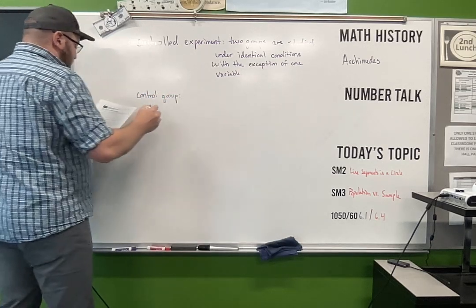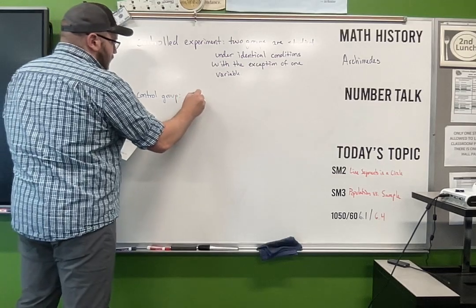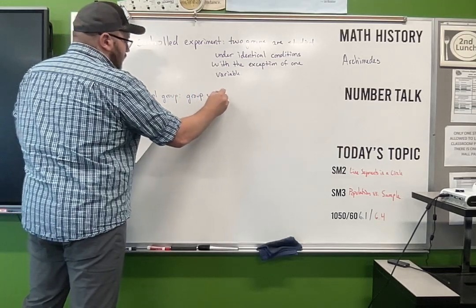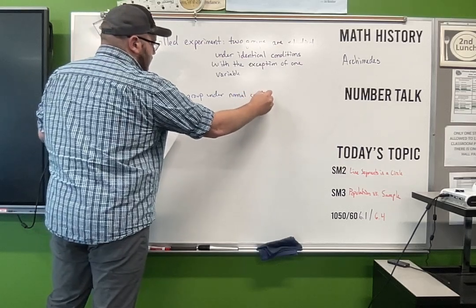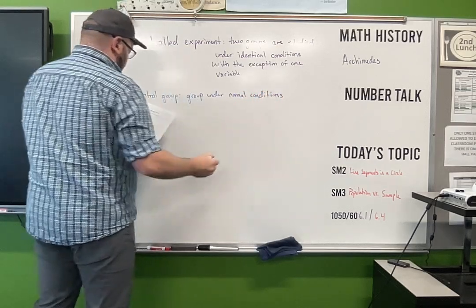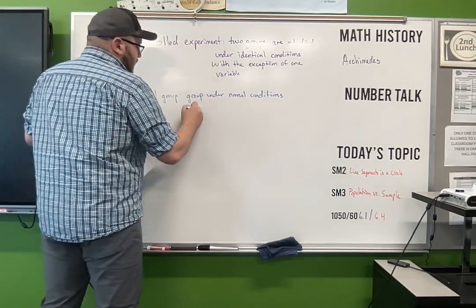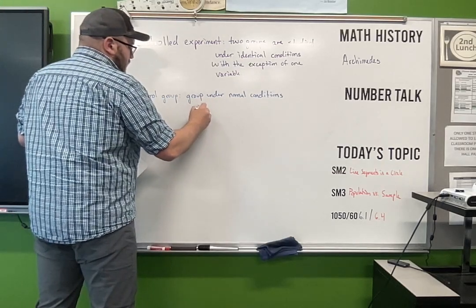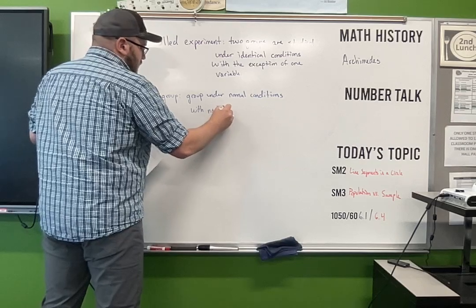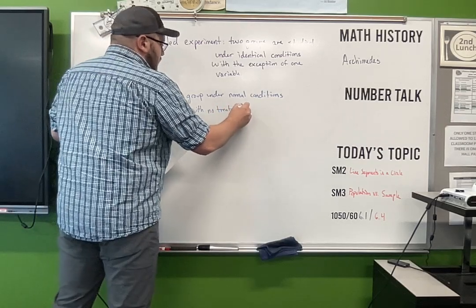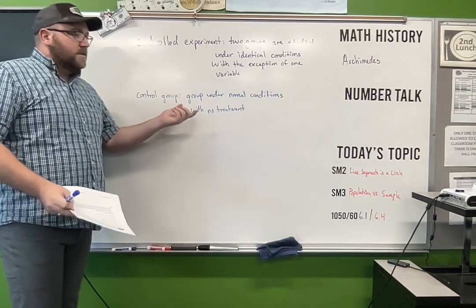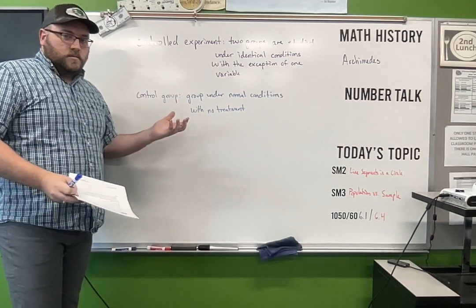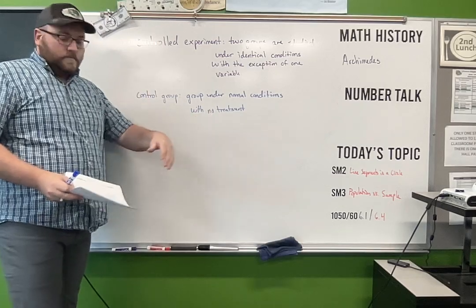Okay. Next one is the control group. So the control group is the group under normal conditions with no treatment. Okay, so the control group in a controlled experiment is the group that doesn't get the variable. Okay, they're just going to stay the same.